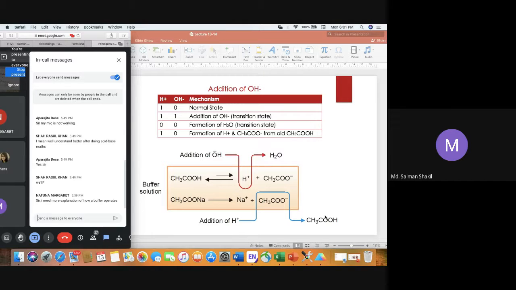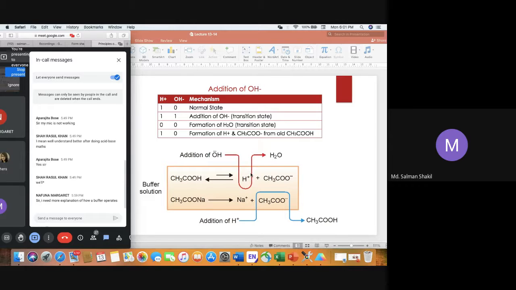Now, as this acid is a weaker acid, it will dissociate less and form a lesser amount of proton, right? Yes. So as it forms less proton, the pH will not change that much, right? There will be a slight, little change in pH, but not to a significant extent.